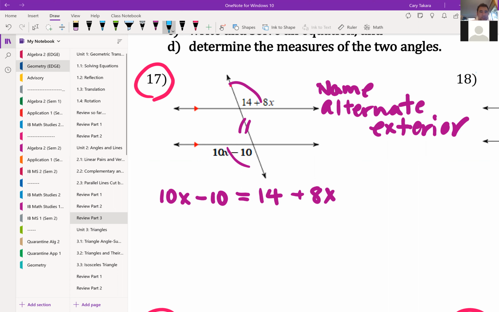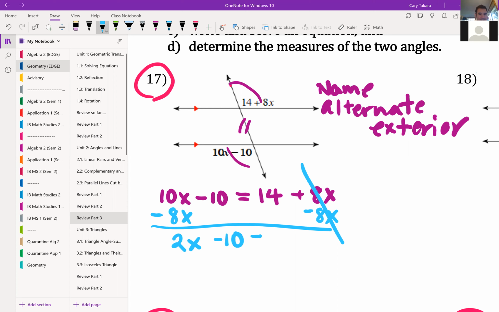Now let's solve it. We've got 10x and 8x separated with the equal sign. So we need to get rid of one of the x's. Normally, getting rid of the smaller x is the way to go. So if I subtract 8x on both sides, we've got, and please make sure to rewrite the equation, okay? 2x minus 10 equals 14. What do we do next?